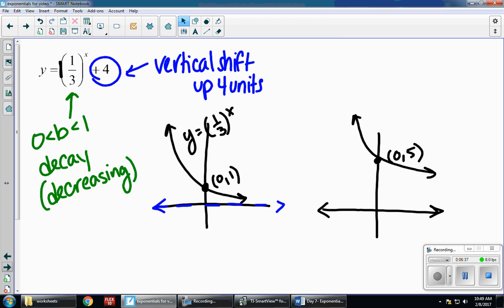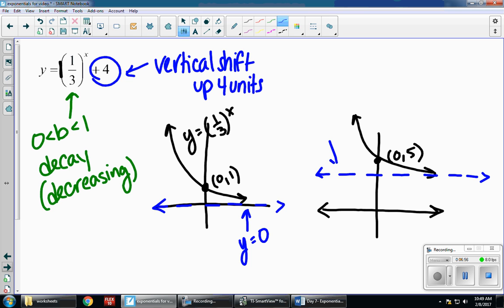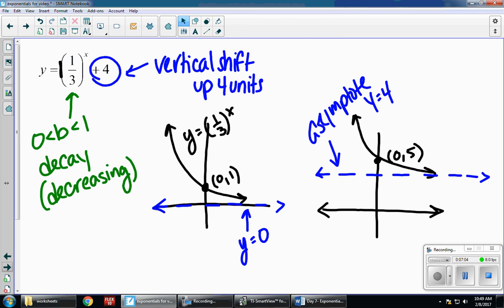And my y-intercept is now 0, 5. But not only did that move, my asymptote moved as well. My asymptote used to be on the x-axis, which was the equation y equals 0. If I move up 4 units, my asymptote now moves up 4 units as well. So this is now y equals 4 as my asymptote. So this is the graph of y equals 1/3 to the x power plus 4. Remember, you can always check these things out on your calculator to compare them as well.